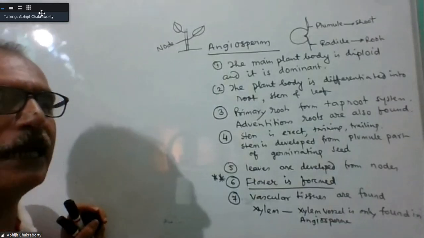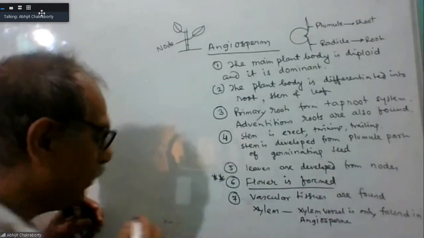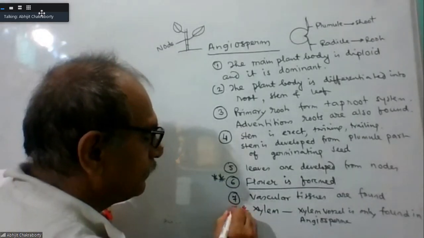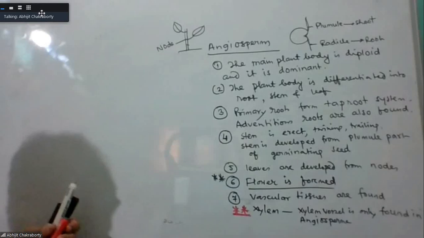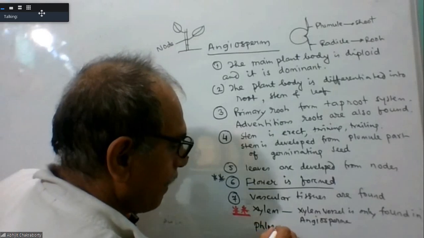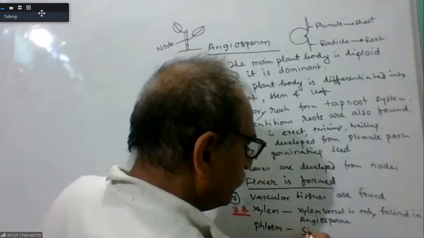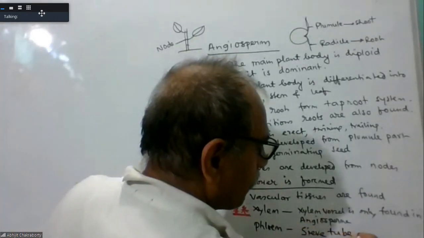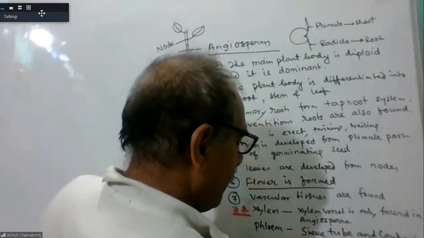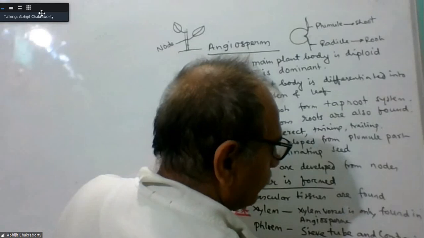Xylem components are tracheids, xylem vessels, xylem parenchyma, xylem fibers. Among them, xylem vessels, remember the most important point: xylem vessels are found only in angiosperms. Remember this thing. Regarding phloem also, in phloem, sieve tubes and companion cells are only found in angiosperms.